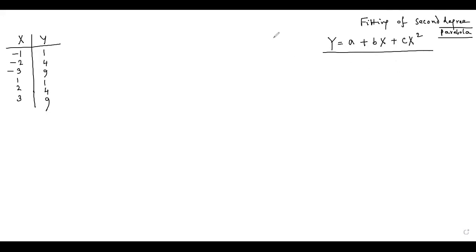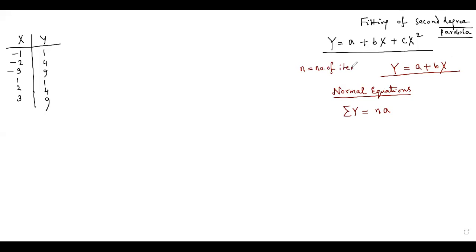If you can recall, in my previous session we discussed linear fitting, which is given by y equal to a plus bx. For this fitting, we choose two normal equations. If you can recall, the normal equations were summation y is equal to n into a, where n is the number of items present in the bivariate data, na plus b summation x.